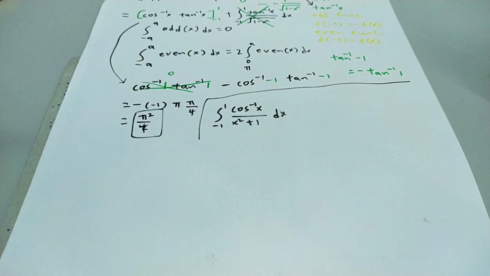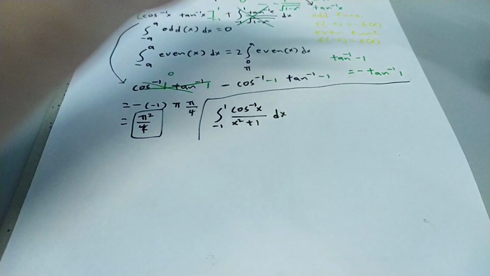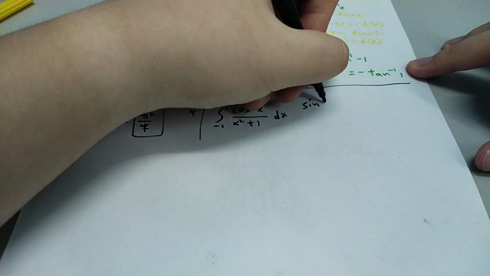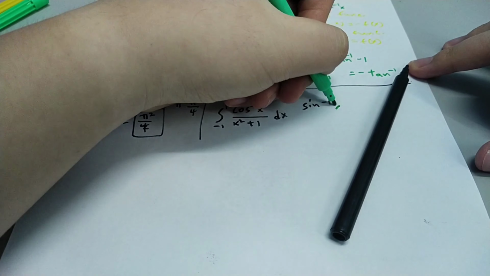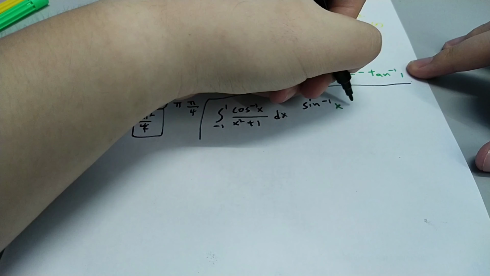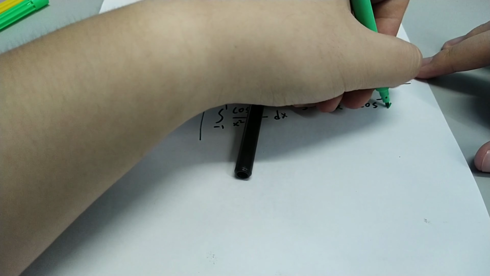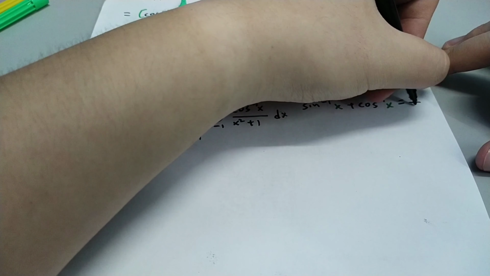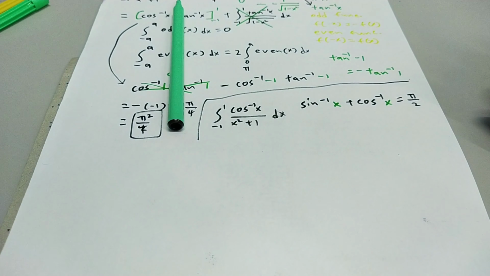So that's why we have to apply this really cool trigonometric identity: inverse sine of x plus the inverse cosine of x is equal to pi over 2. That is a very nice trigonometric identity.